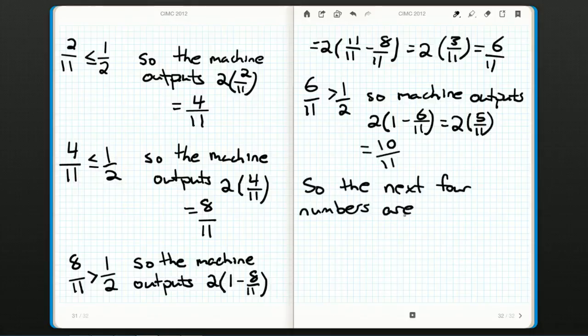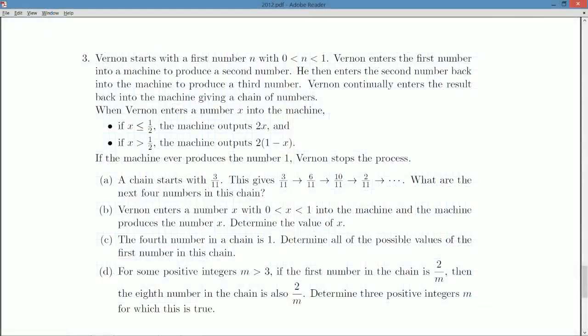And we're going to write the next 4 numbers in the same notation that they gave to us. So that's 4/11 goes to 8/11 goes to 6/11 goes to 10/11. Right, and that concludes the first question. We've got the next 4 numbers in that particular chain.